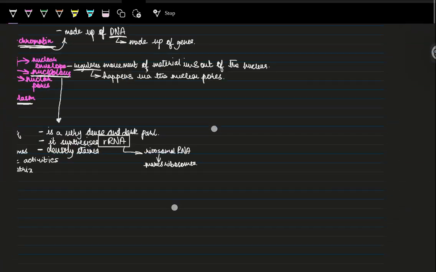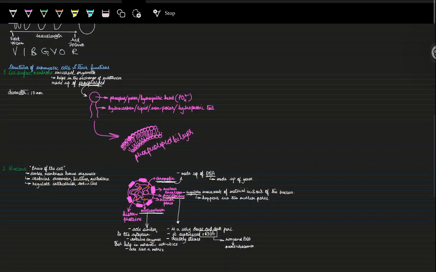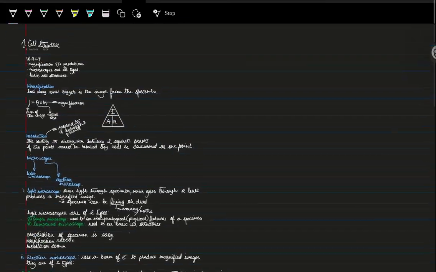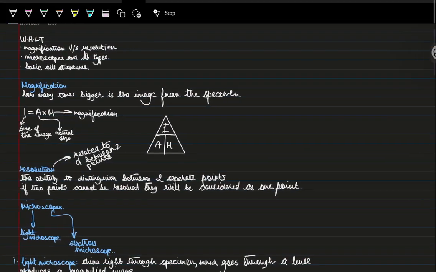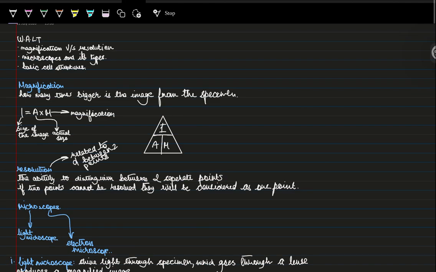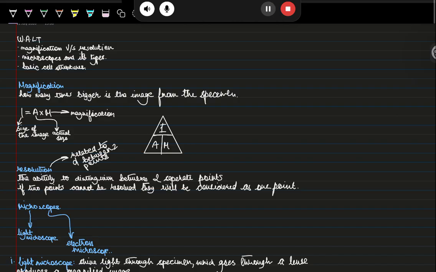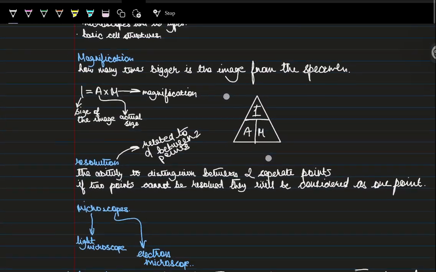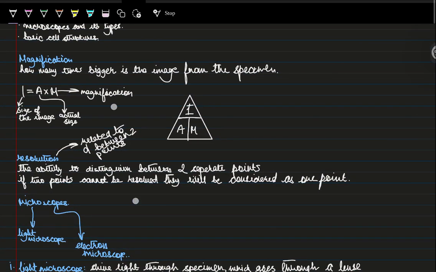So that's about it. So let's revise what we've done, and I'm going to leave you to do your work. So we first started with magnification. So magnification is basically how many times bigger is the image from the specimen. The formula is size of the image is equals to actual size into magnification. We can use this triangle by covering one. We can find the formula to find the value.